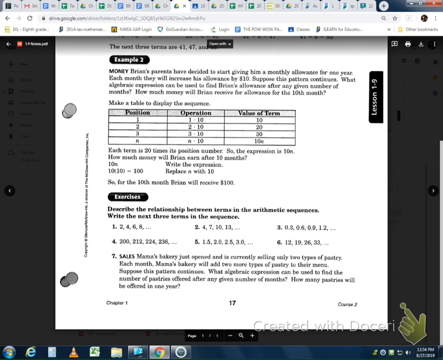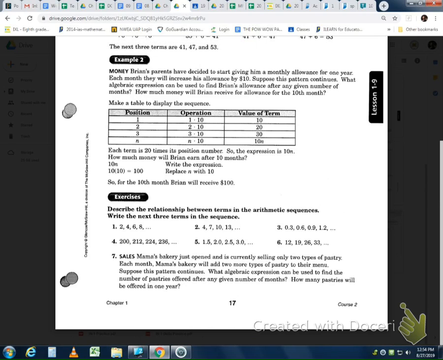All right, number 7. It says Mama's Bakery just opened and is currently selling only 2 types of pastry. Each month, Mama's Bakery will add 2 more types of pastry to their menu. Suppose this pattern continues. What algebraic expression can be used to find the number of pastries offered after any given number of months? How many pastries will be offered in 1 year?